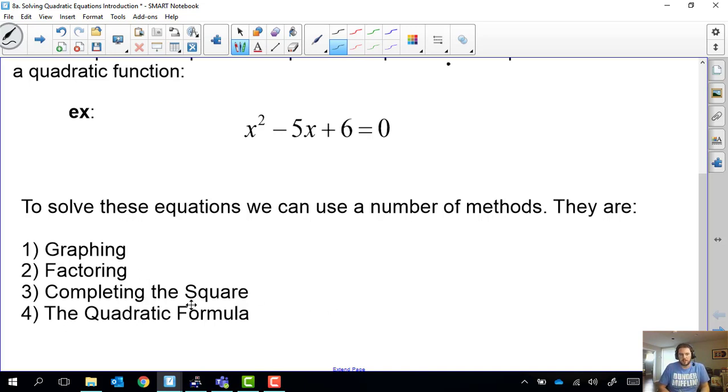The quadratic formula is one we've discussed in the past. Graphing might be a little too new, and even completing the square. I know we've talked about how to complete the square in the course, but we haven't necessarily focused in on how to use that to solve these things. So let's take a look at how we're going to do this.